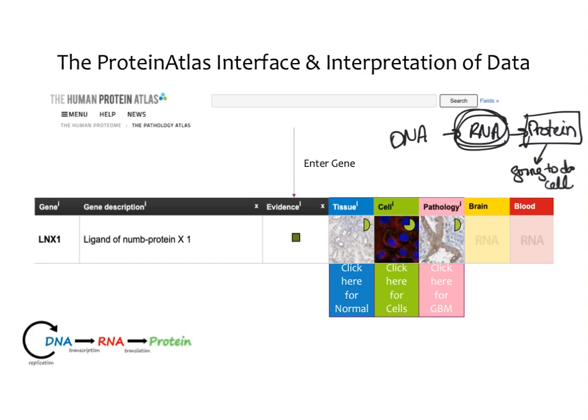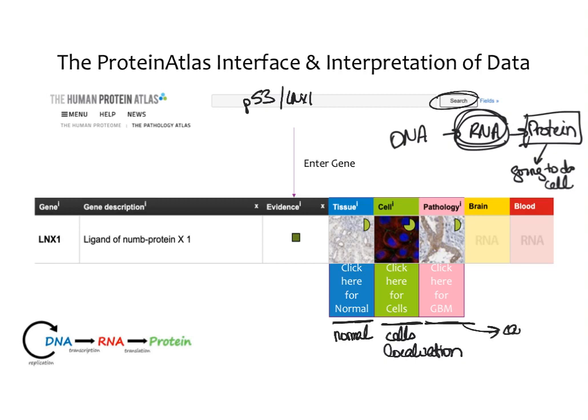And if we go to the Protein Atlas website, this is kind of what you'll see when you start. So you can go ahead and enter your gene. So let's say we entered P53 here, or LNX1, or whatever gene was of interest, and clicked enter. Then we would get this new interface. And so this allows us to see tissue. So this would be our normal tissue if we clicked on this. This will allow us to see how the protein is expressed in cells, so it's really useful for localization. And then this will allow us to see different cancers. It's not just GBM, it's all kinds of different cancers.